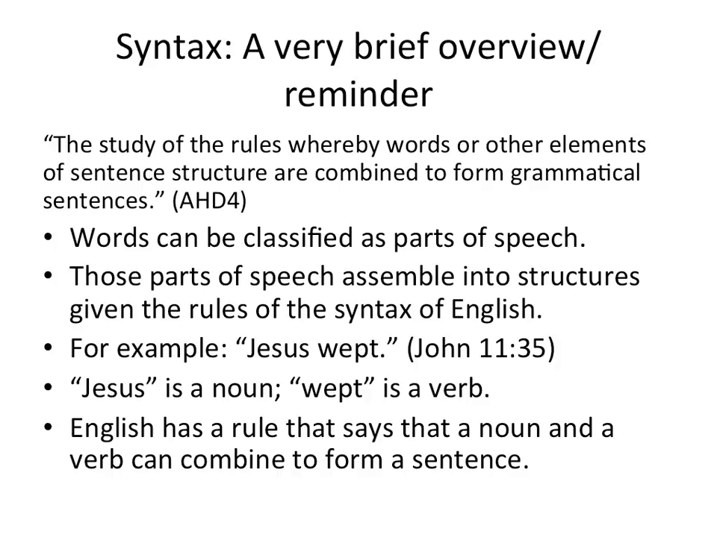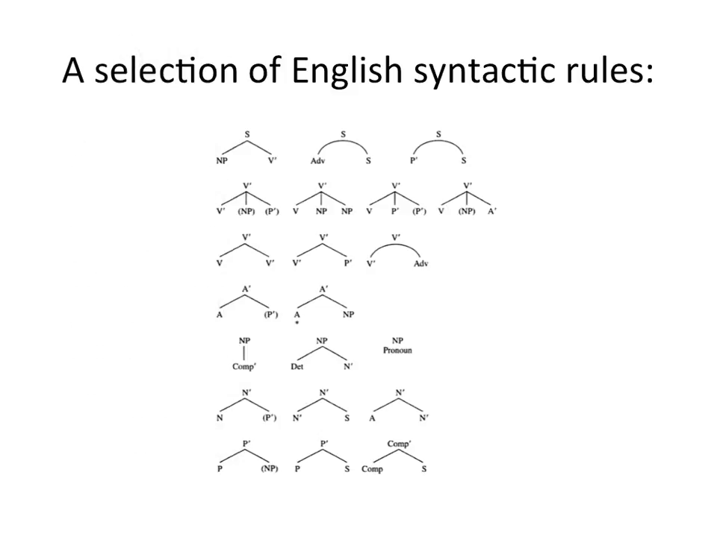For example, we can take a very short example, that of the shortest sentence in the King James Version of the Bible. The book of John, chapter 11, verse 35. Just 2 words. Jesus wept. Jesus is a noun, wept is a verb. English, it so happens, has a rule that says that a noun and a verb can combine to form a sentence. That rule is, where's my mouse? Right over here. Noun plus verb equals sentence.